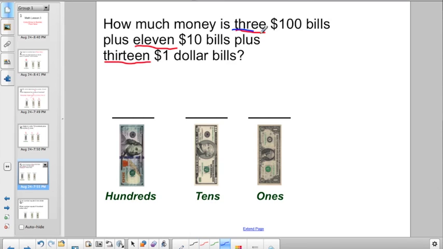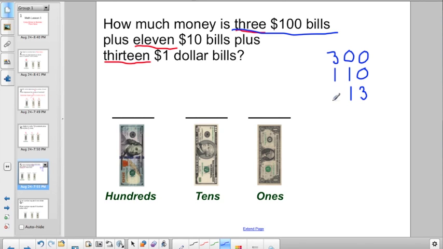Let's start here. 3 $100 bills. Well, that sounds like $300 to me, right? That's not that tough so far. So let's get 300 written down here. But here's where it starts getting tricky. 11 $10 bills. Well, hopefully everybody can count by tens, right? We practice that in mental math. And if you counted by tens 11 times, you would go up to 110. And now 13 $1 bills. I don't think there's a fifth grader out there who doesn't know 13 $1 bills would be 13, right?